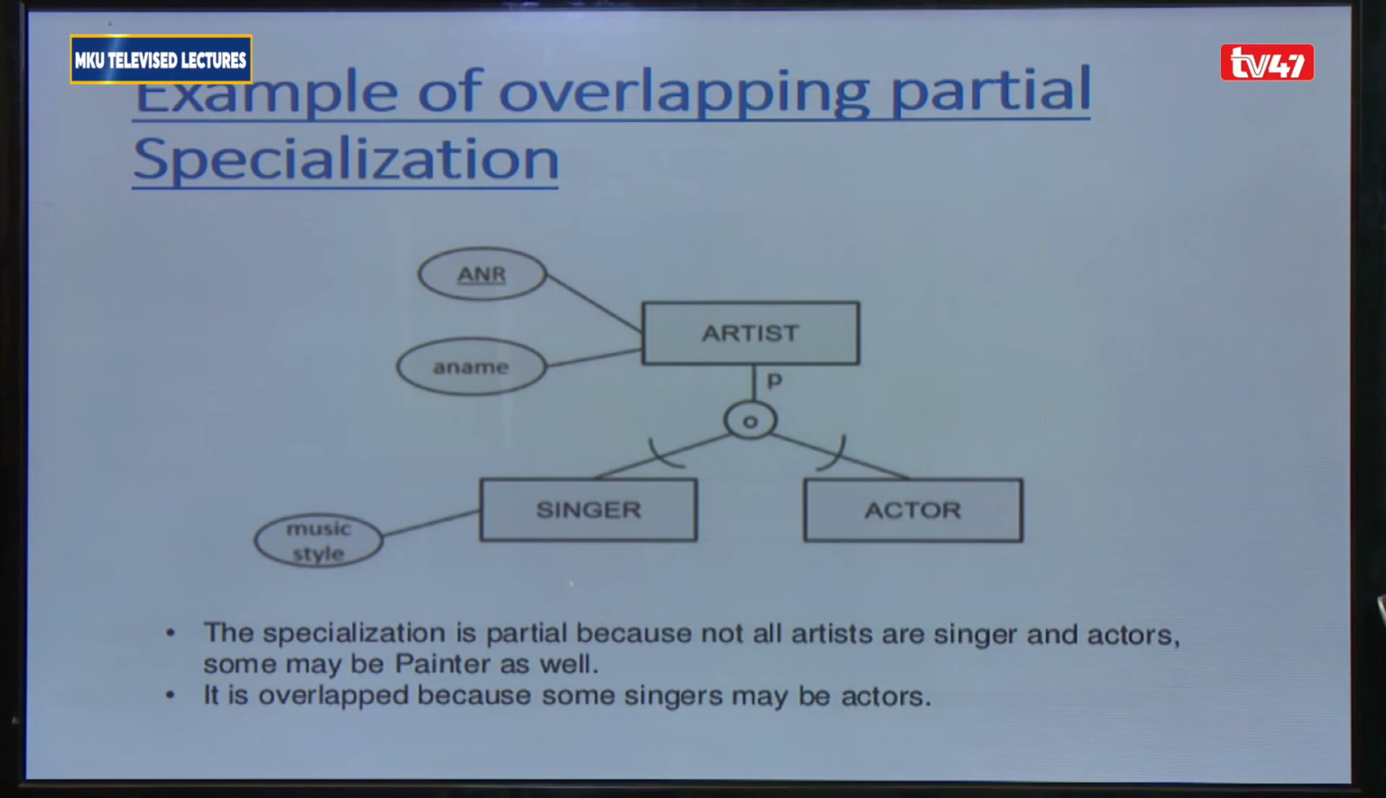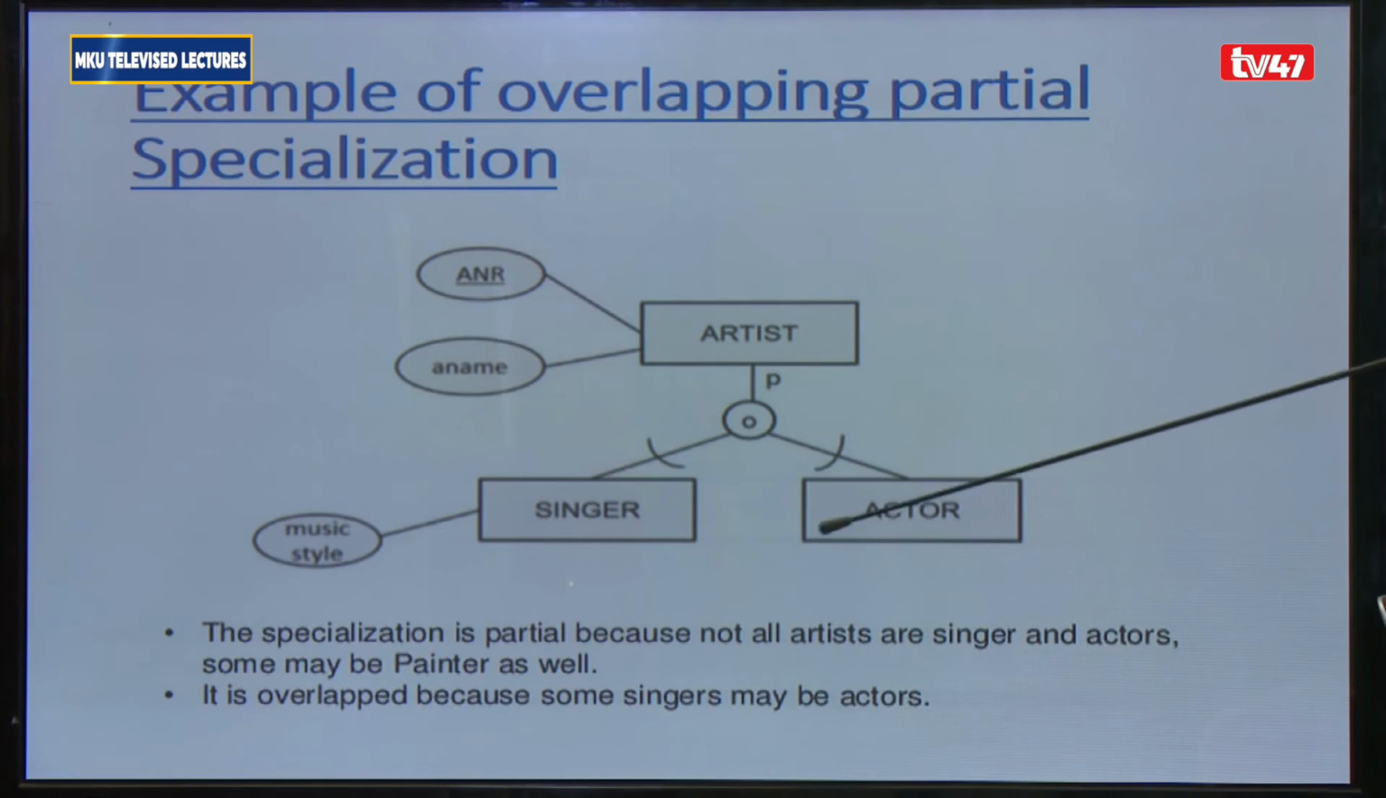Now, in this scenario, we have an artist. And as you know, there are many types of artists. We have different types of art. So in our database, we decide to make a provision for a singer or musician, and then we have actor. Singer and actor are the two subclasses that we have provided for in this particular database.